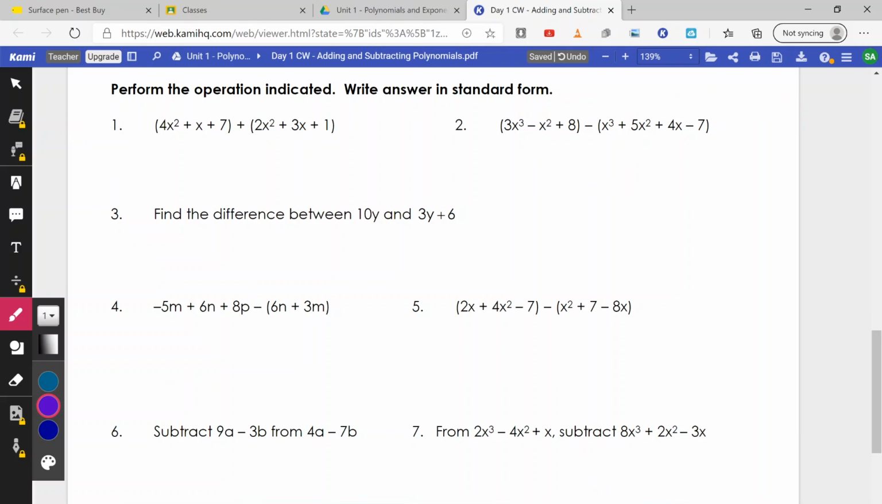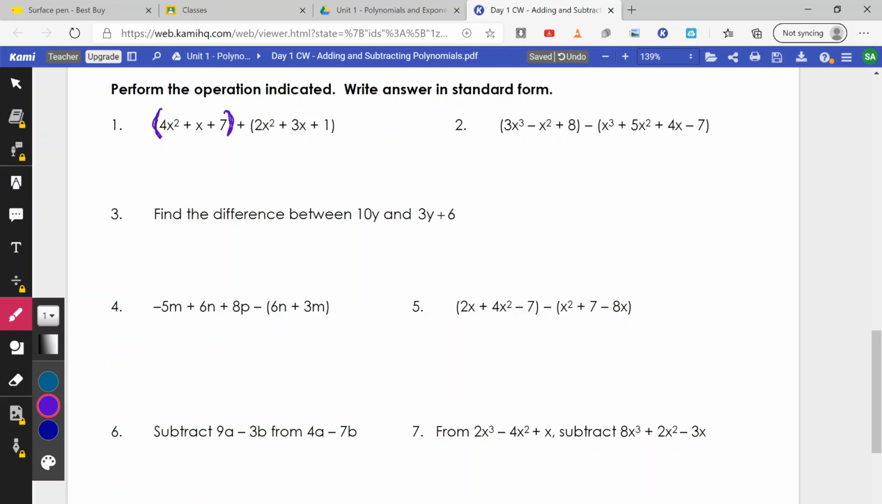Here we have some operations to do. So we're going to be adding and subtracting polynomials here. So first things first, we got 4x squared plus 6x plus 7 plus 2x squared plus 3x plus 1. Notice these are in parentheses. So parentheses means it's this guy, everything within that set of parentheses plus the other guy.